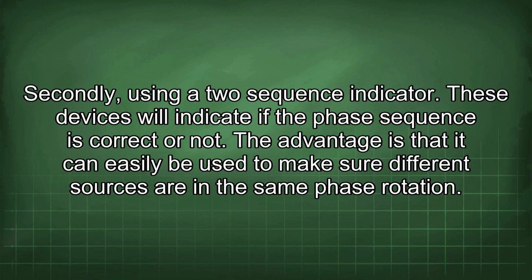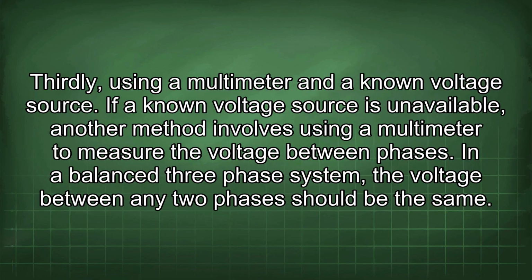Secondly, using a two-sequence indicator. These devices will indicate if the phase sequence is correct or not. The advantage is that it can easily be used to make sure different sources are in the same phase rotation. Thirdly, using a multimeter and a known voltage source.